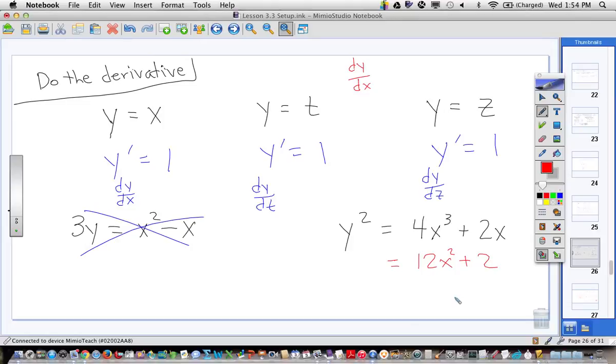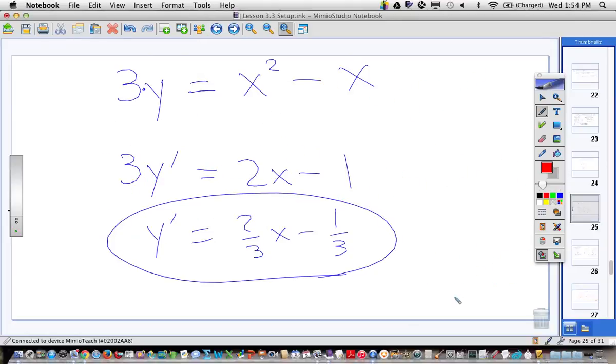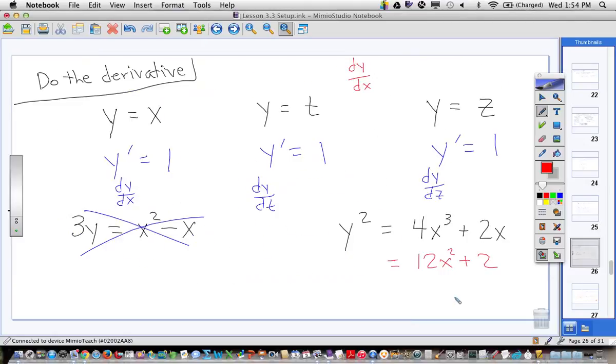Now let's take a look at this problem that we just had up here. Where were we? Right here. The derivative of y squared is 2y y prime. Now remember, what we need to do here is get y prime by itself. We always have to finish by getting y prime by itself. So we need to divide by 2y. So we're going to get y prime equals, now when we divide by 2, what happens here? 6x squared plus 1, and then over y. So there's our answer.